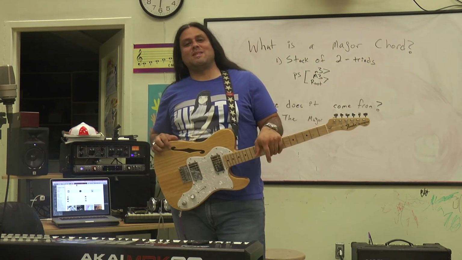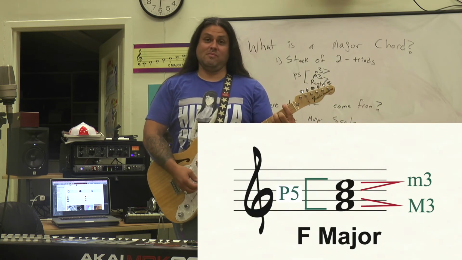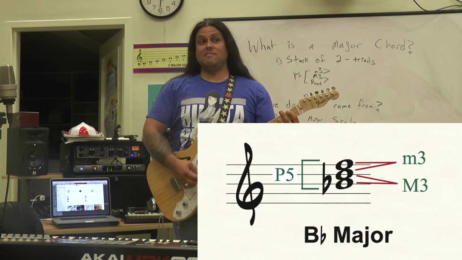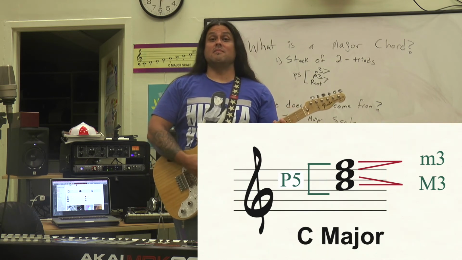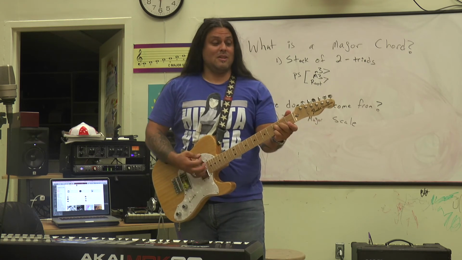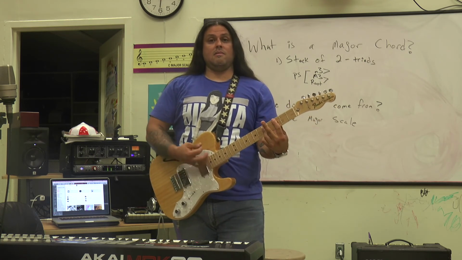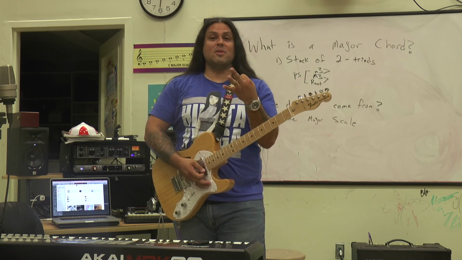Free Fallin' by Tom Petty. Three major chords, F major, B flat, C major. That's pretty much the whole song. Three major chords. Let's hear it.